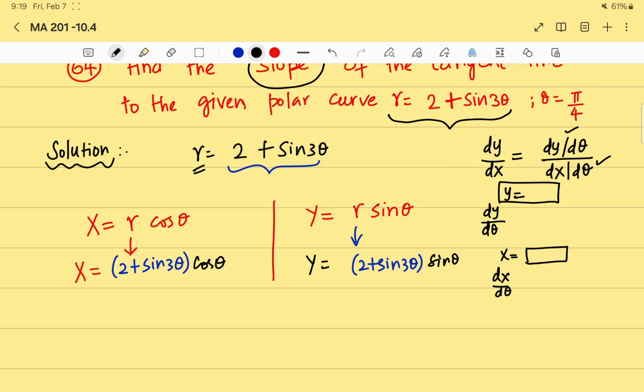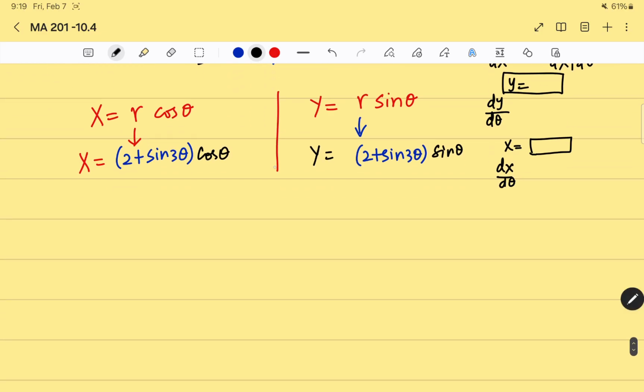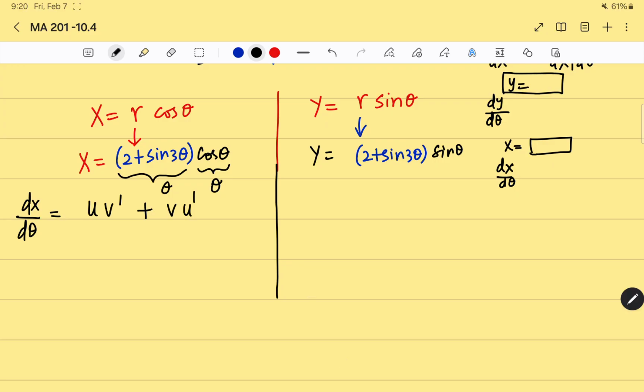So what are we going to find out? We are going to find out dy by d theta and dx by d theta. So let us find dx divided by d theta. Look here, this is a function of theta and this is also a function of theta. So you are going to apply product rule. What is product rule? U and then v dash plus v and then u dash. So this is your u and this is your v.